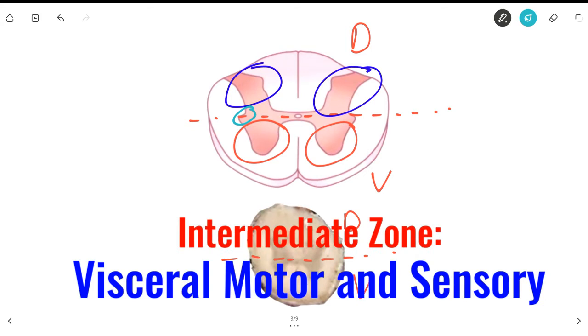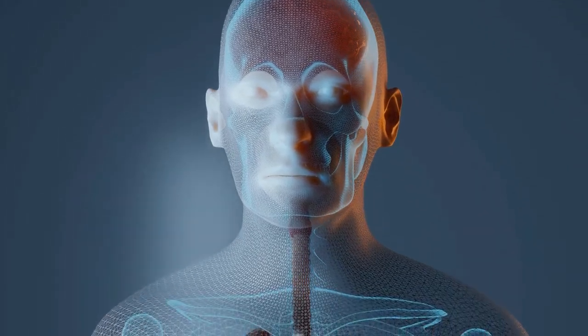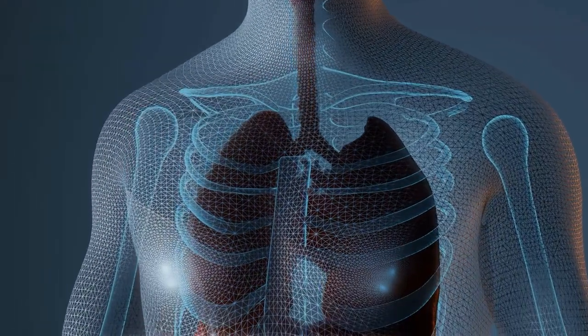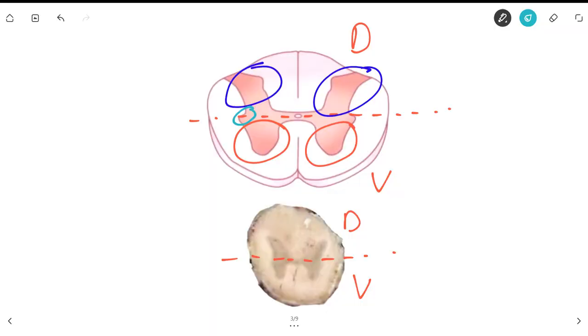It controls visceral, motor, and sensory activity. Visceral organs are your internal organs, like your heart, liver, stomach, kidneys, etc. So basically, the ventral horns control somatic motor information, the dorsal horns control somatic sensory information, and the intermediate zone controls the visceral motor and sensory information. Remember this, as we will come back to this topic later in this video.